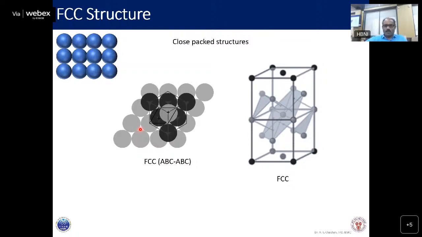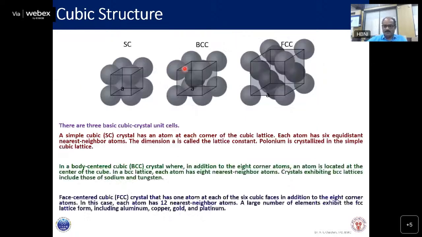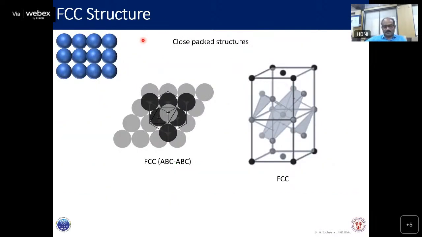Now if we try to see, these are actually spheres we are putting over each other, but as far as the FCC lattice was concerned, it was like this: there were eight atoms at 8 corners and 6 atoms at the 6 faces. But how to actually visualize this closed packed structure in the FCC form? FCC should be like this.